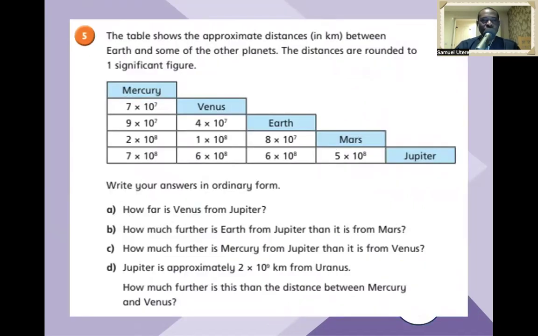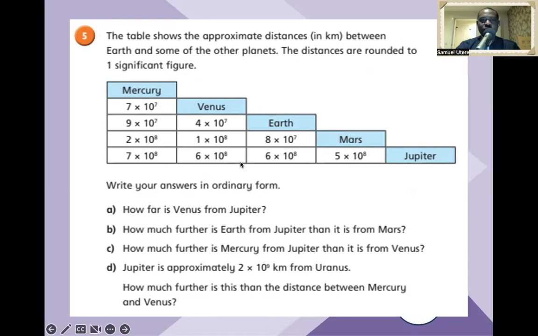Here is number 5. The table shows the approximate distances in kilometers between Earth and some of the other planets. Distances are rounded to one significant figure. So write your answers in ordinary form. How far is Venus from Jupiter?